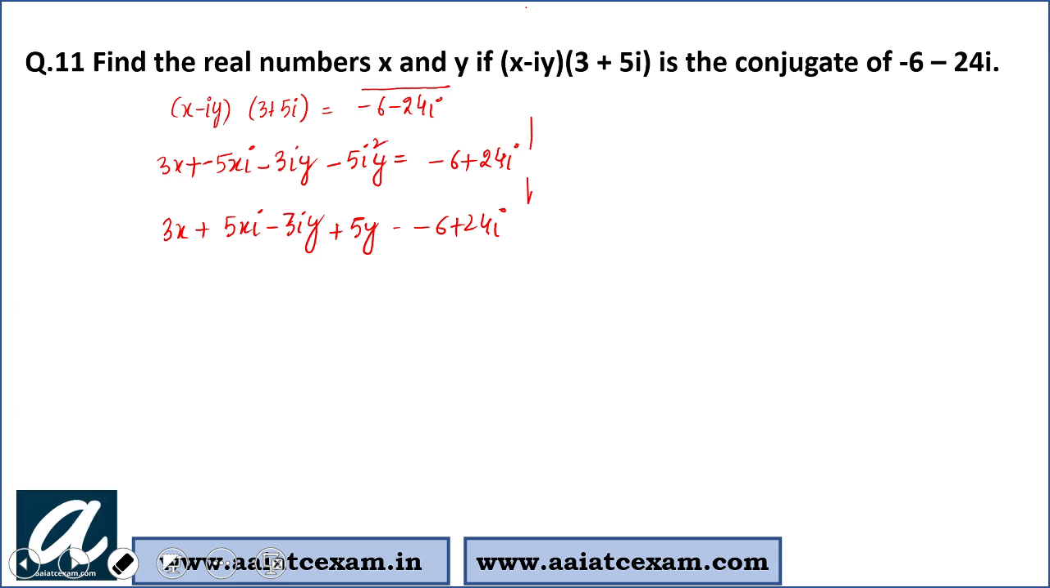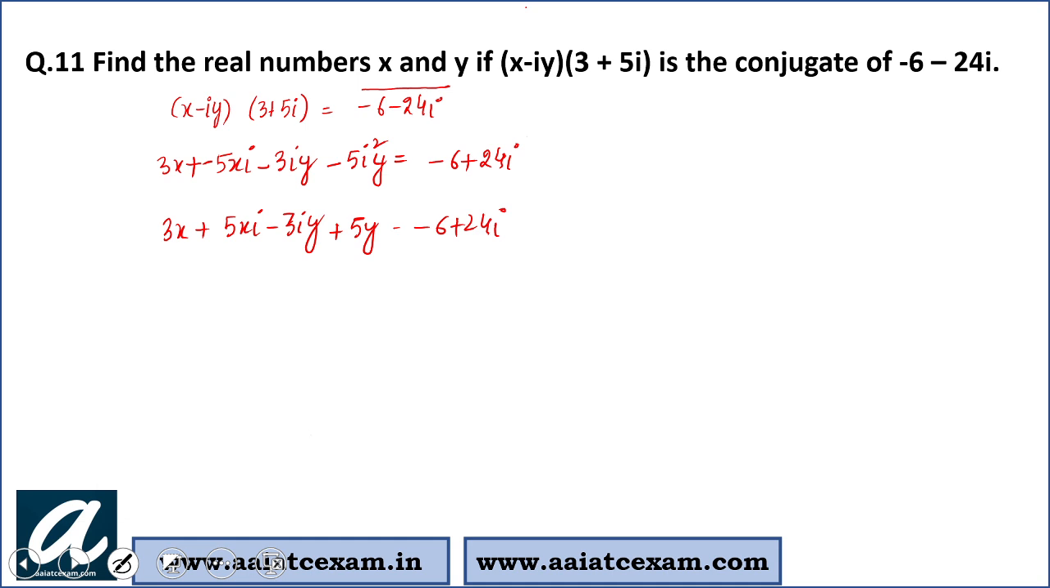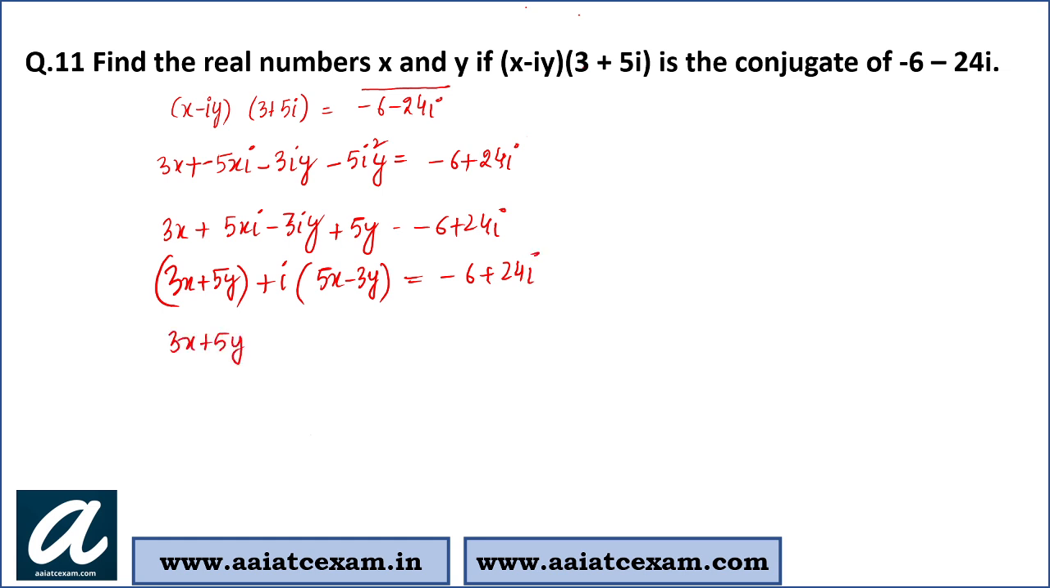Minus 6 plus 24 iota. Then students, the real part will be written together. So you will write 3x plus 5y, and for the terms with iota, just take iota common, you will get 5x minus 3y. This is equal to minus 6 plus 24 iota. Then compare both sides. The real part should be equal to real part, and imaginary part 5x minus 3y should be equal to imaginary part 24.